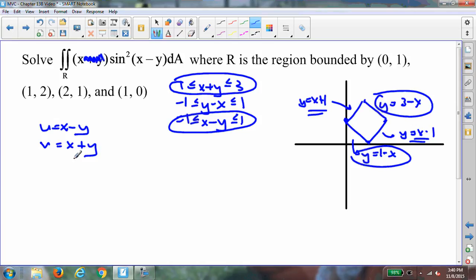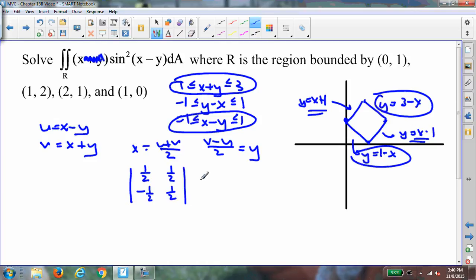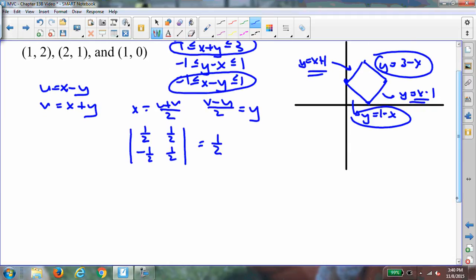So I need to solve for x and y. So if I add these together, I get x equals u plus v over 2. If I subtract them, I'm going to get v minus u over 2 equals y. So if I set up my Jacobian for this, that would be 1/2 for dx du, 1/2 for dx dv, negative 1/2 for dy du, and 1/2 for dy dv. So that would be 1/4 plus 1/4, which is 1/2. And if that was negative, we would use the positive value because the Jacobian is used to help represent area. So now I'm going to rewrite my integral here.